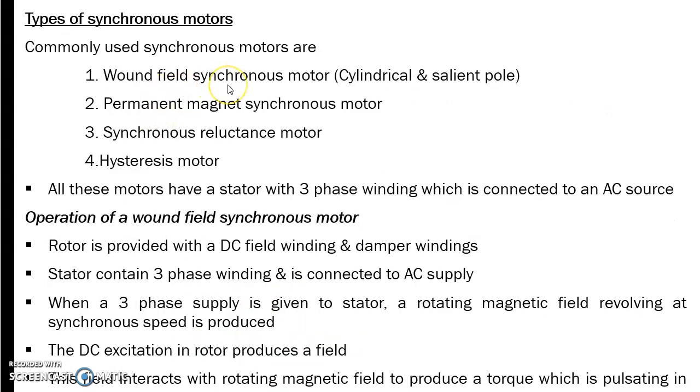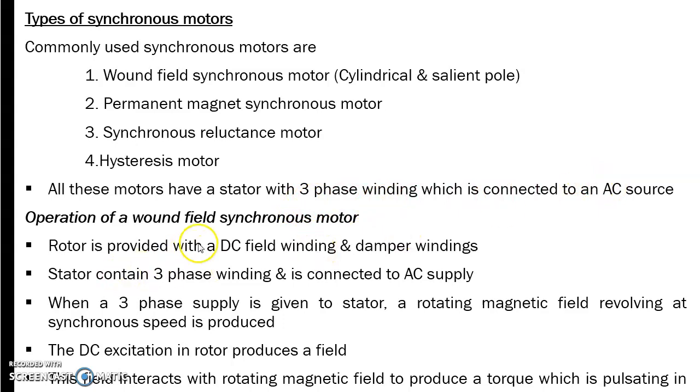and these are the types of synchronous motors. Commonly used synchronous motors: wound field synchronous motor, cylindrical or salient pole type. Then permanent magnet synchronous motors are there. Synchronous reluctance motor, hysteresis motor. So we need to study the drive using synchronous motors and permanent magnet synchronous motors. All these motors have a stator with a 3-phase winding which is connected to the AC source.